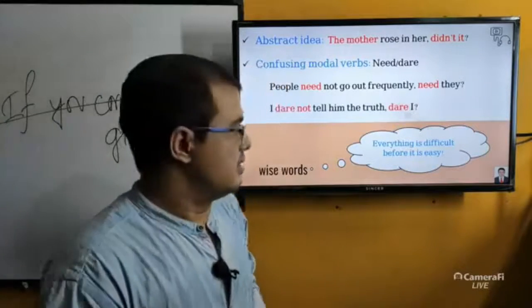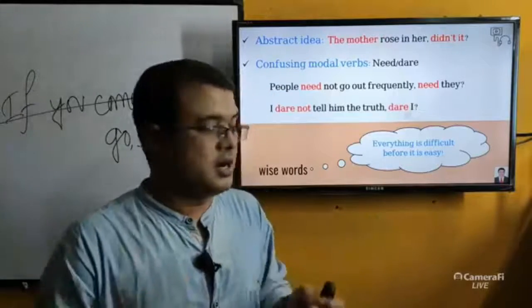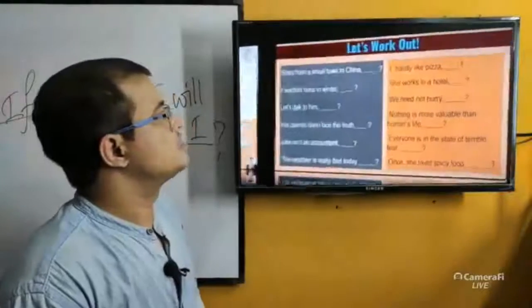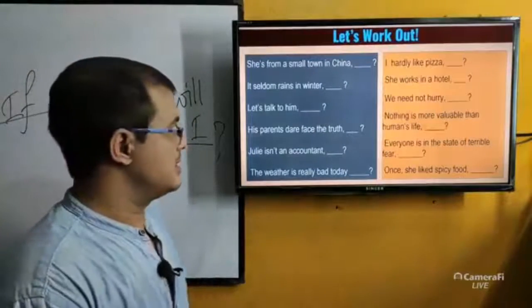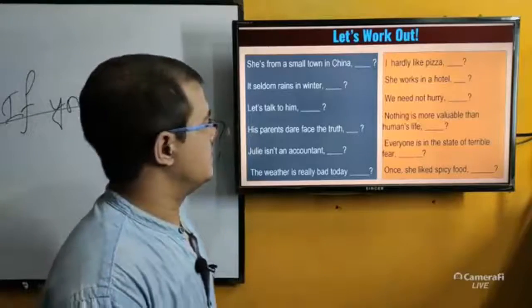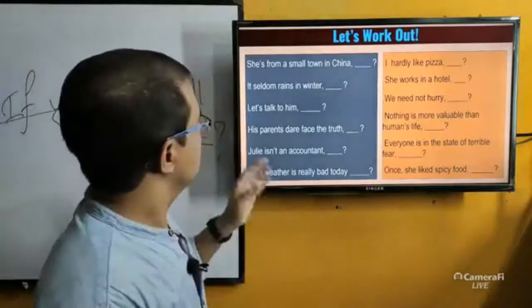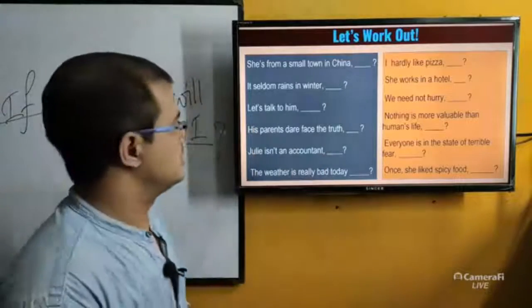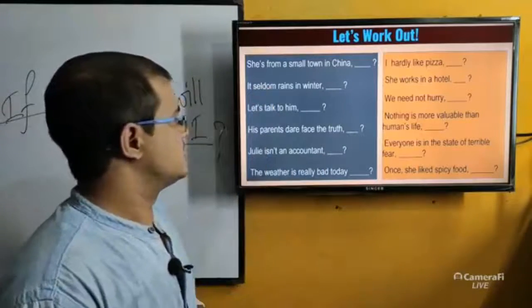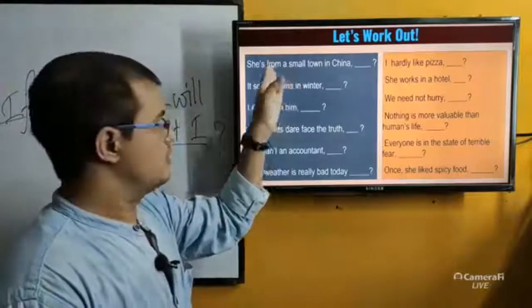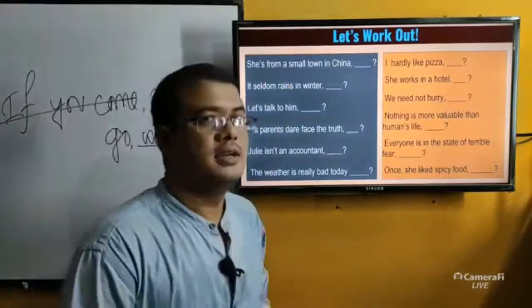Okay, so this is all about this class. We will do some practice here. So those who are watching me, you can just write down the answer here. We have 3, 3, 6, then 6, 12 questions. You can write down: She is from a small town in China.